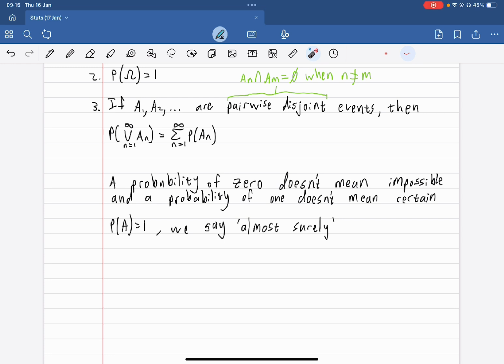Then the last thing to highlight is that a probability of 0 doesn't necessarily mean impossible, and a probability of 1 doesn't necessarily mean certain. The way I like to think about this is when you're throwing darts at a dartboard, the probability of hitting any exact spot is actually 0, because you'll never hit any exact spot. And another thing is if you flip a coin an infinite number of times, the probability of hitting at least one heads is 1. You'll definitely hit one, but it doesn't mean it's certain. So the terminology we use is we say if it has a probability of 1, we say almost surely. So that's just something to keep in mind.